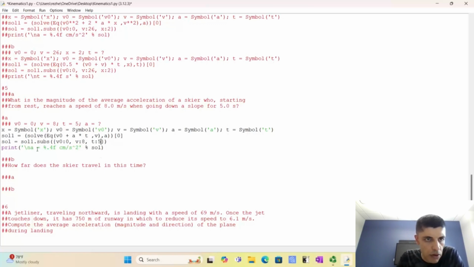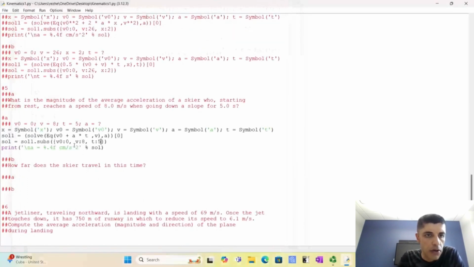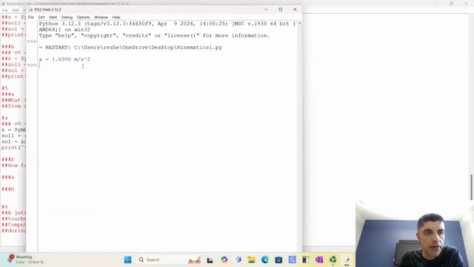All right. So the acceleration is already in the print command here, so I don't need to change that. Let's go ahead and run it and see what that acceleration of the skier is in 5 seconds. So A is 1.6. Again, I should change the centimeters to meters. Let's make a conclusion. Starting from rest with a speed of 8 meters per second, the acceleration for 5 seconds is going to be 1.6 meters per second squared of a skier.